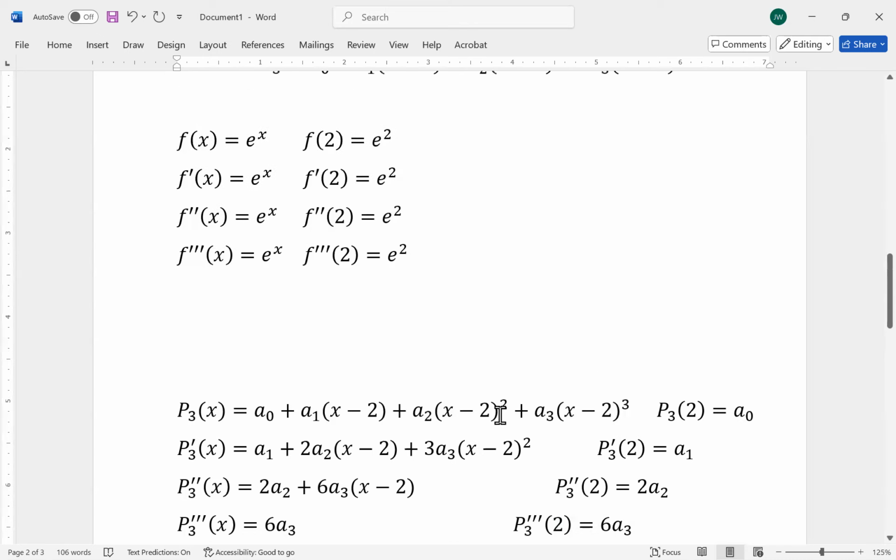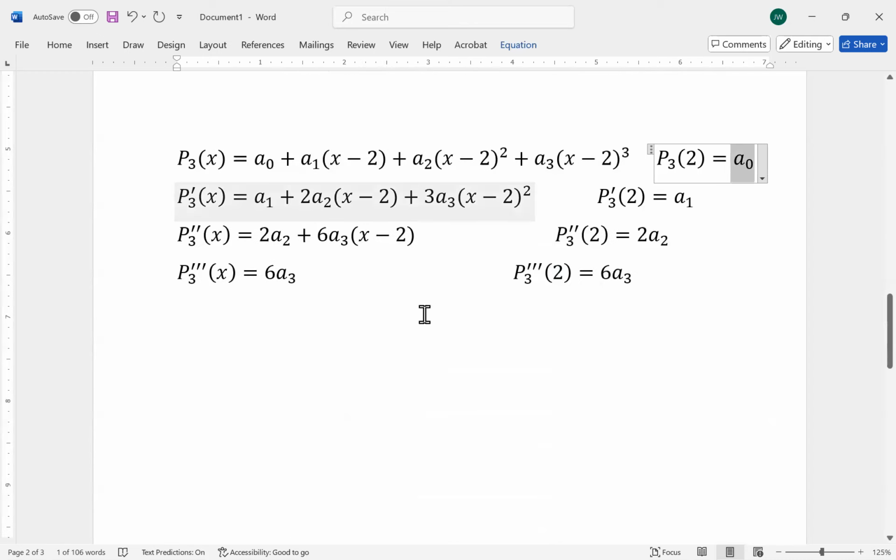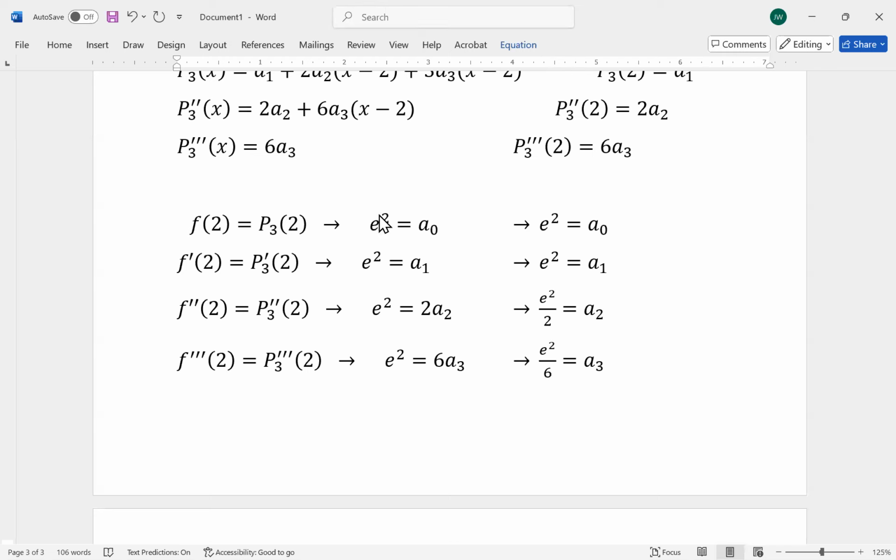So now we're ready to set all of these equal. f of 2, f prime of 2, f second prime of 2, f third prime of 2, all of those have to be equal to the specific values, a0, a1, 2a2, and 6a3. Let's write that here. I've just done the computation, so that's what I want to throw up there, but I think they're pretty straightforward.